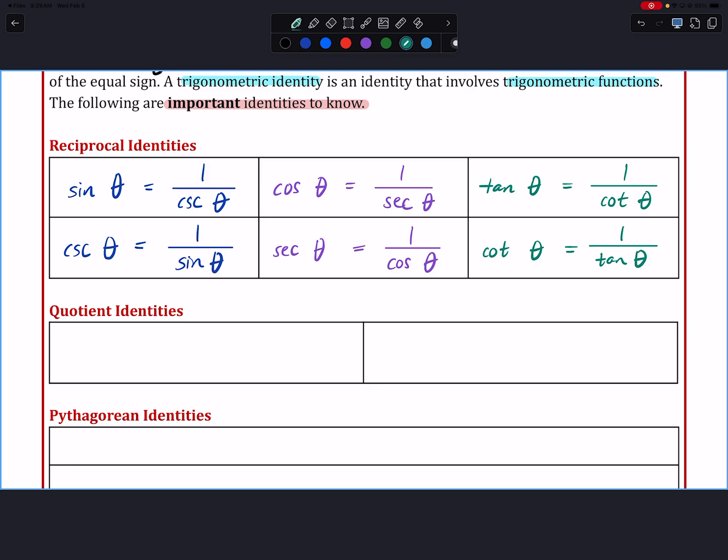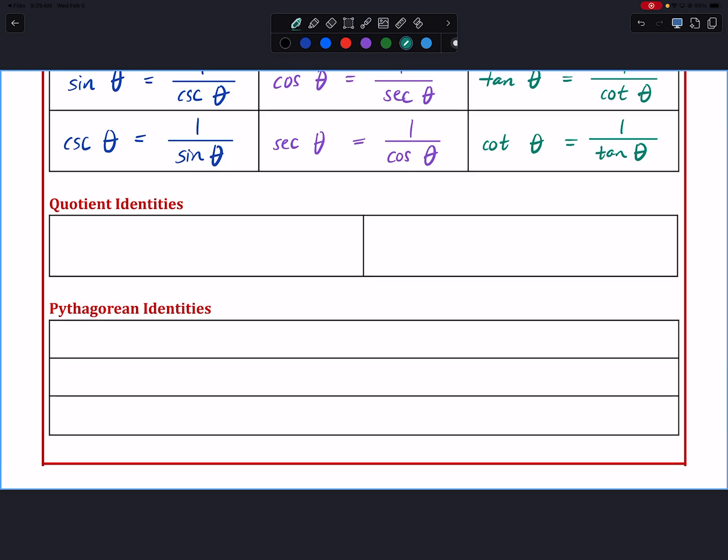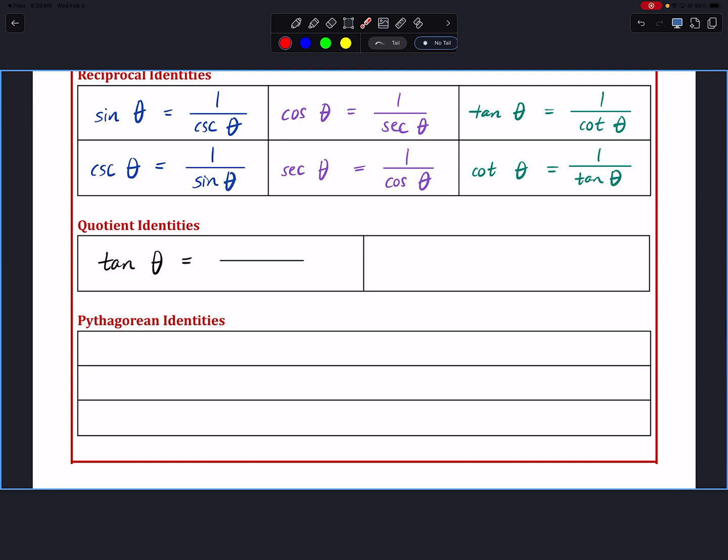All right, quotient identity. So this one's new. Quotient means to divide. So we know that on the coordinate plane, what was tangent? Y over x. Since tangent is y over x, we know that y was the same thing as sine, and x was the same thing as cosine. So tangent of theta is the same thing as sine of theta over cosine of theta. I need you to highlight this one because you must know this one. We're not highlighting these other ones because I hope by now you already know these. Okay? And if you don't yet, don't tell me, it'll make me sad.